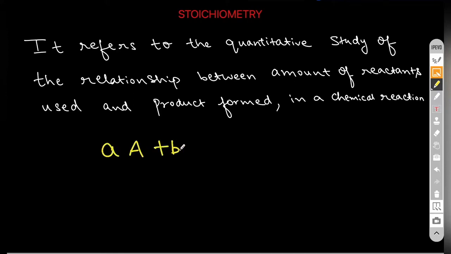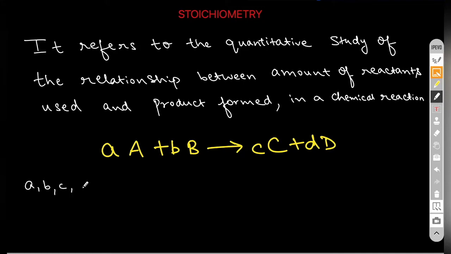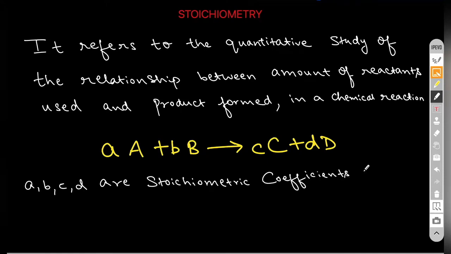We'll write aA plus bB giving cC plus dD. This is how we represent a chemical reaction. In this case, small a, small b, small c, small d are stoichiometric coefficients of capital A, capital B, capital C and capital D respectively. So basically whatever number is written adjacent to a reactant or product will be the stoichiometric coefficient.